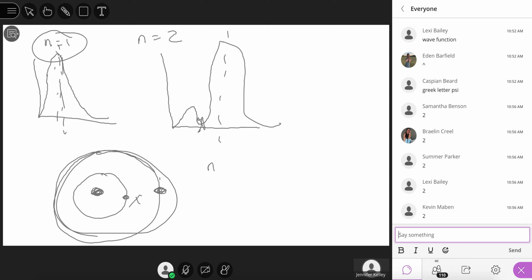So nodes equal n minus 1. If n equals 1, it'd be 1 minus 1, that's 0, so 0 nodes. If n equals 2, that's 2 minus 1, so that's 1 node. If n equals 4, that'd be 4 minus 1, so that'd be 3 nodes. It's just how far away from the nucleus you're going to get at that point.